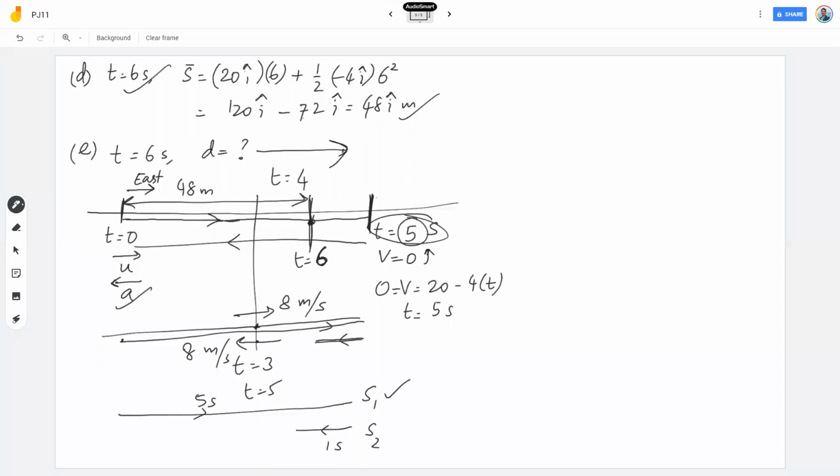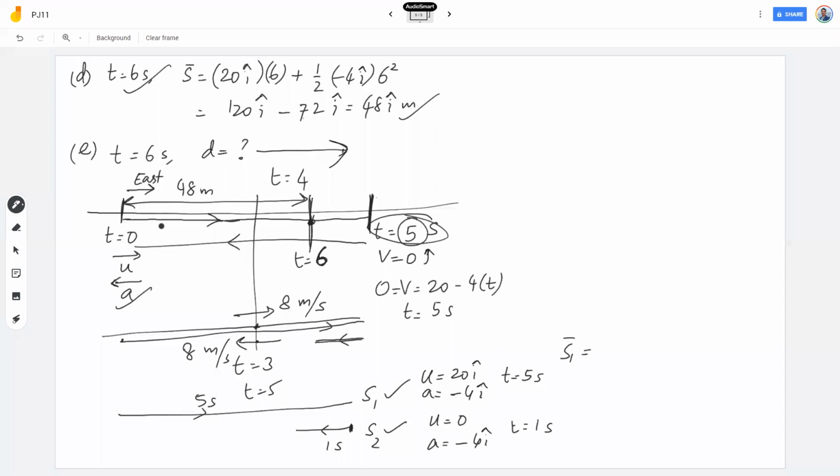Okay. For calculating S1, you have U equal to 20 I cap. You have A is equal to minus 4 I cap. And you have T is equal to 5 seconds. For S2, you have U equal to 0 because this motion is only from here. The displacement S2 is only calculated from here. So for S2, U equal to 0. A is equal to minus 4 I cap. And T is equal to 1 second. Understood?